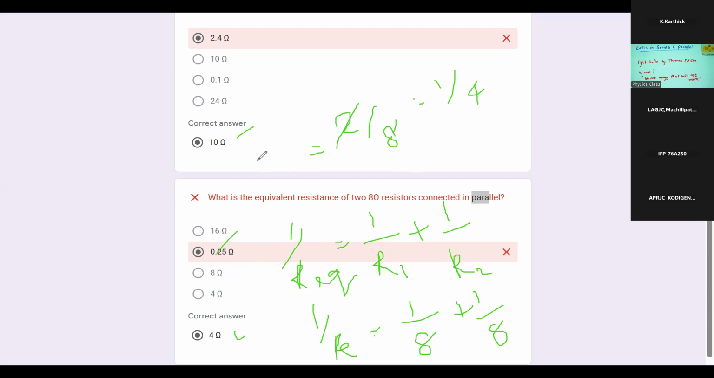No, we have to take the reciprocal, because here we have 1 by R equivalent. But for the value of the equivalent resistance, we have to take the reciprocal. So the reciprocal of 1 by 4 is 4. That's why the answer is 4. Clear? Okay, good.